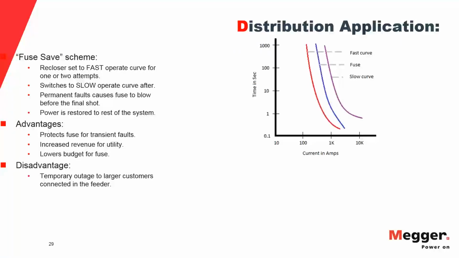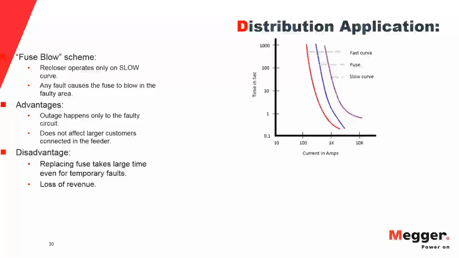The disadvantage is that you could give a temporary outage to larger customers connected in the feeder who may not have anything to do with the fault, because maybe the fault is downstream from them, right? So this could be a disadvantage of the fuse save scheme.